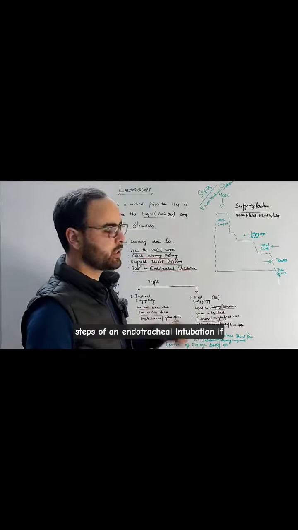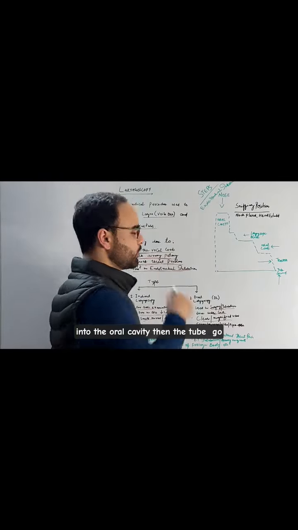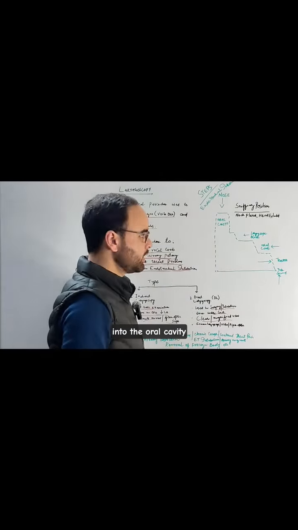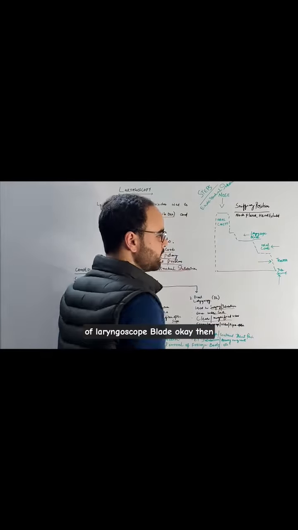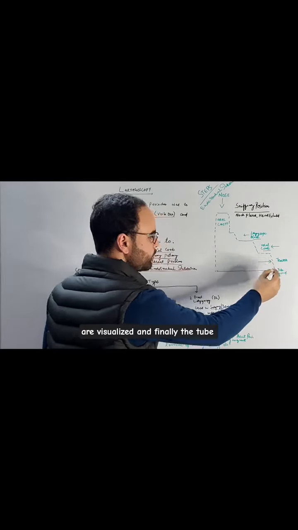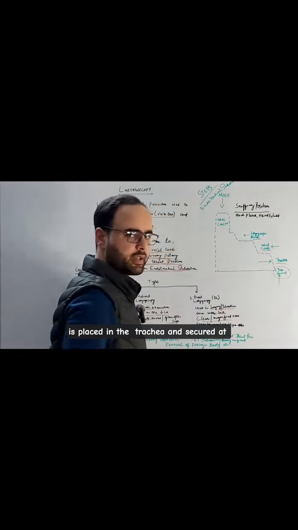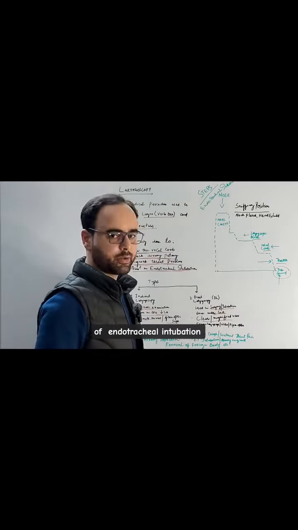So the normal steps of an endotracheal intubation: we start with the nose, then go into the oral cavity, and the tongue is lifted with the help of the laryngoscope blade. Then the vocal cords are visualized, and finally the tube is placed in the trachea and thereafter secured at an appropriate length. These are the steps of an endotracheal intubation.